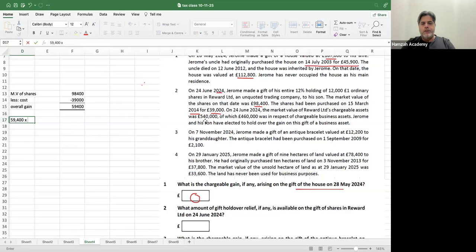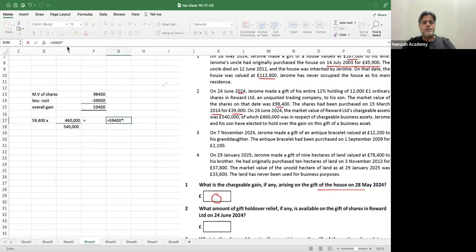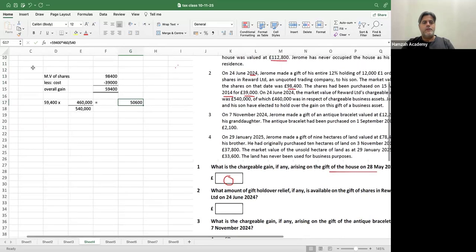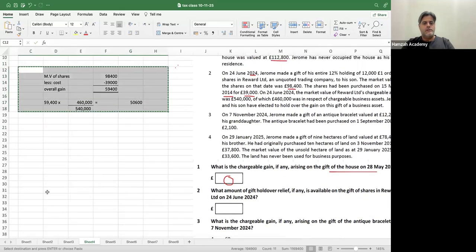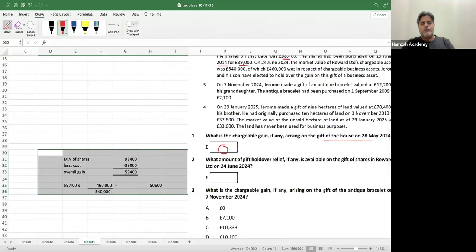This 59,400 is going to be multiplied by 460 over 540. The total value of the chargeable assets is 540 and the value of the chargeable business assets is 460, so we simply divide. We get 59,400 into 460 by 540, and 50,600 is the amount that we get here. So we'll have this one and this one over here.